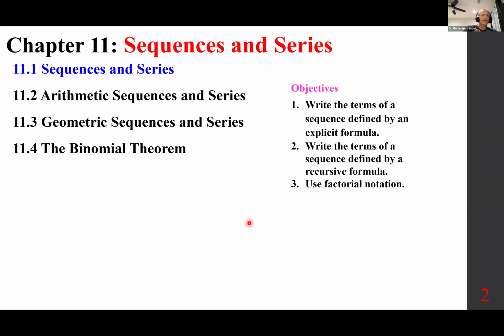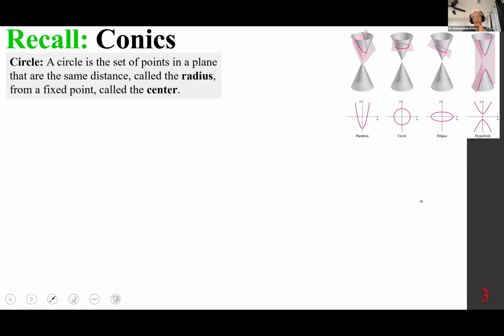So in this chapter, we're going to cover sequences and series, arithmetic sequence and series, geometric sequence and series, the binomial theorem. This has been covered in college algebra. The objectives are: write the terms of a sequence defined by an explicit formula, write the terms of a sequence defined by a recursive formula, use factorial notation.